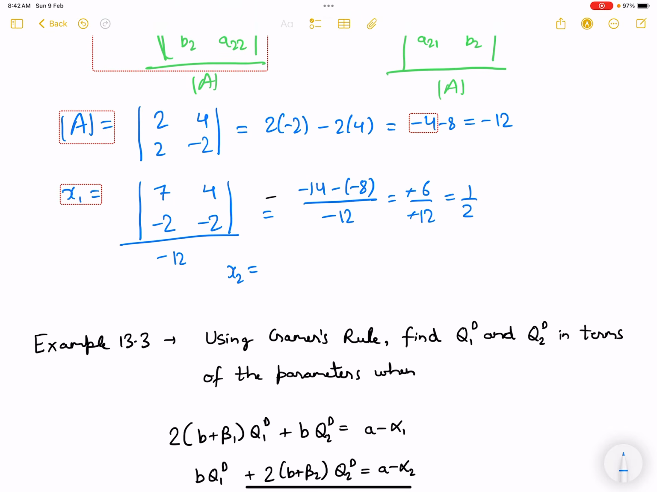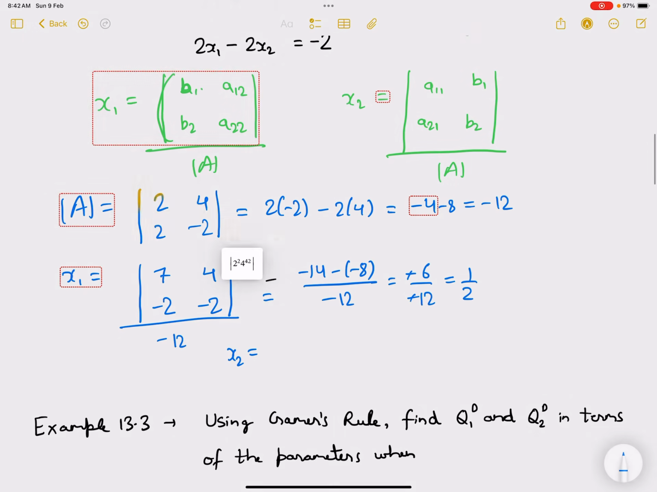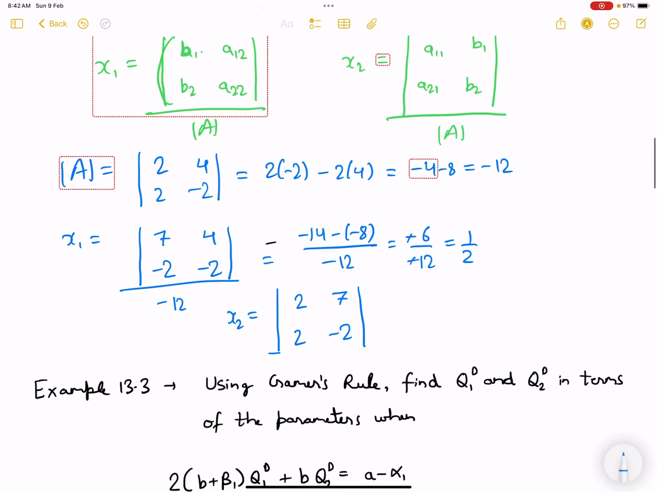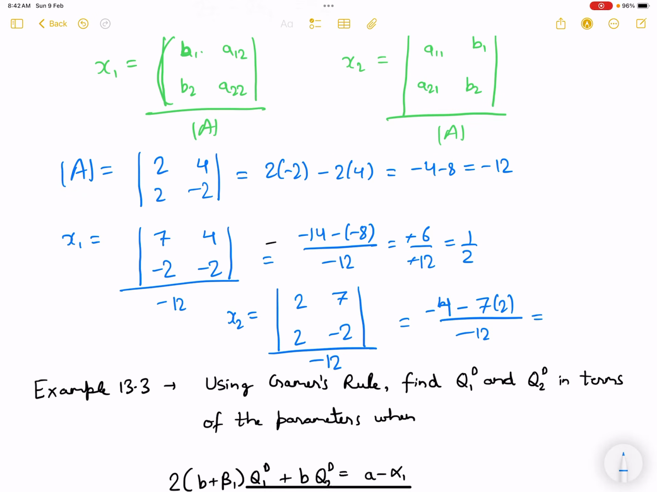x2 would be the determinant of 2, 2, then 7, minus 2, upon minus 12. This would be minus 2 into 2, minus 4, then minus of 7 into 2, upon minus 12. So this is minus 4, minus 14 upon minus 12, minus 18 by minus 12. So this cancels out, and x2 comes out to be 3 by 2.